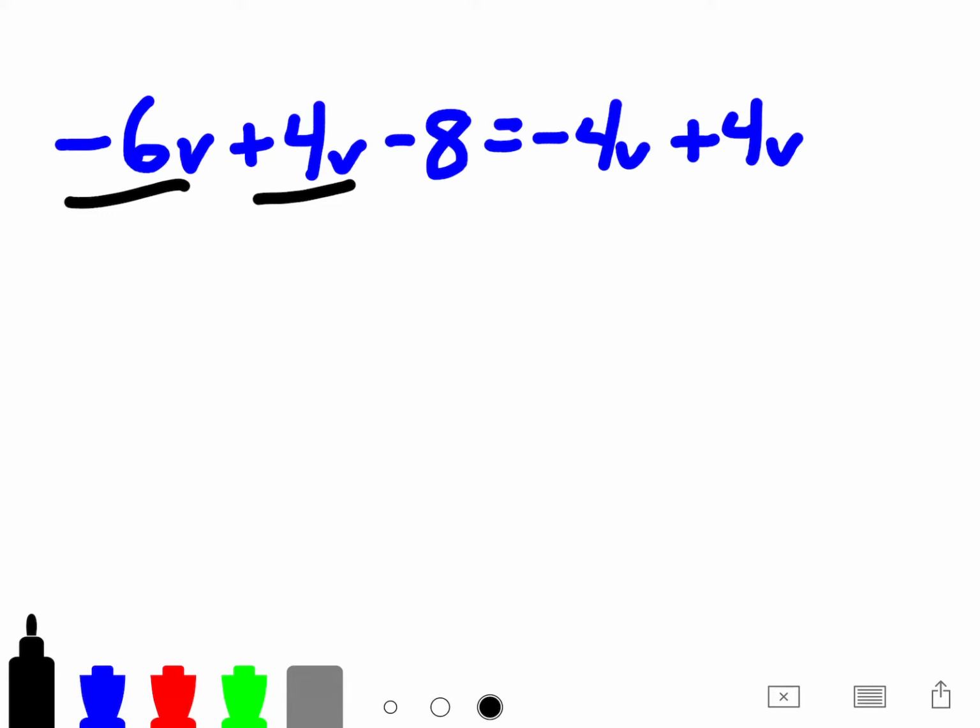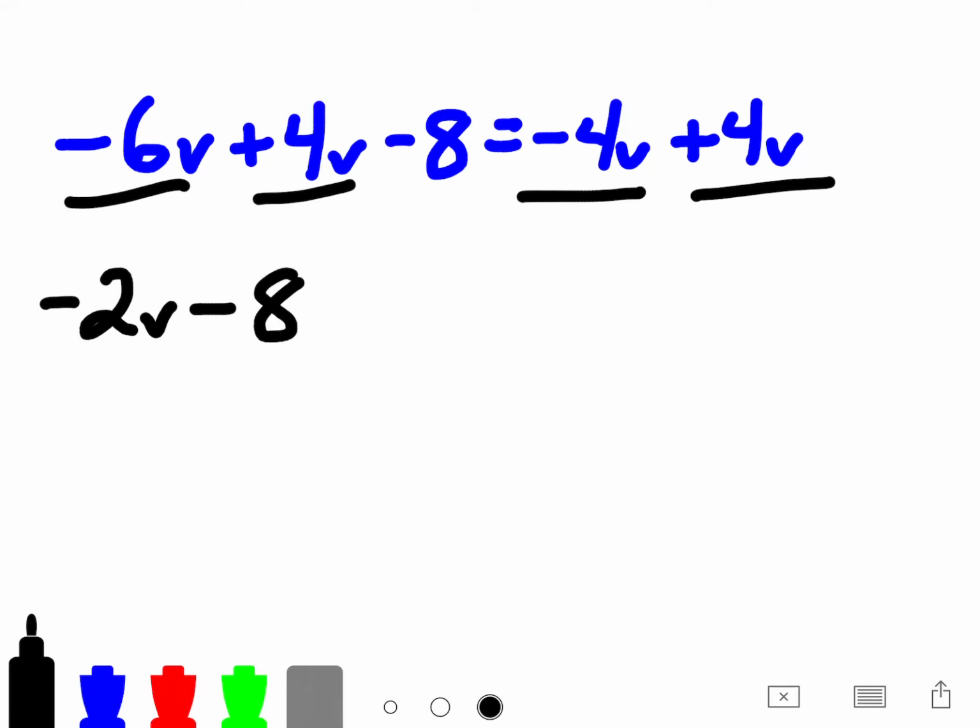Now we can't combine them across the equal sign, because that equal sign acts as a barrier. But I've also got some things I can combine on this side. Great, let's do it. On the left-hand side, if I have a negative 6v plus 4v, that's going to give me a negative 2v. We still have that minus 8 because we haven't done anything with it, so it just comes right down. Equals, because that equal sign never goes anywhere, a minus 4v and a plus 4v. Well, if I have a minus 4 and a plus 4 and I smush them together with addition, what do I get? I get 0, right?